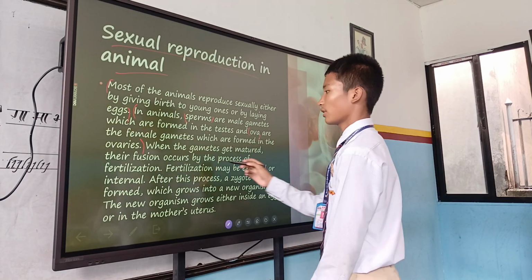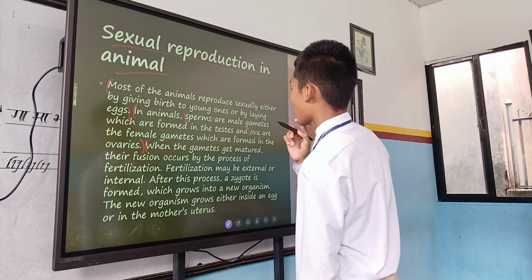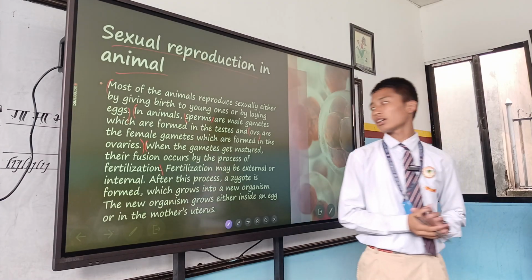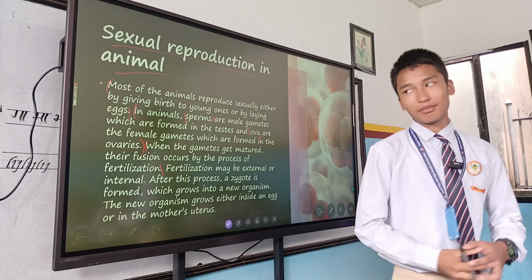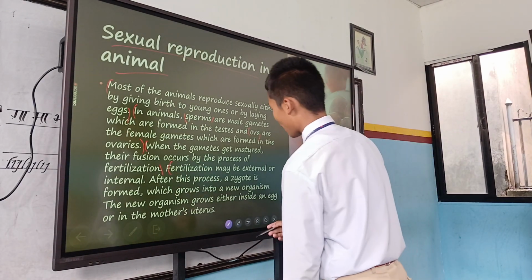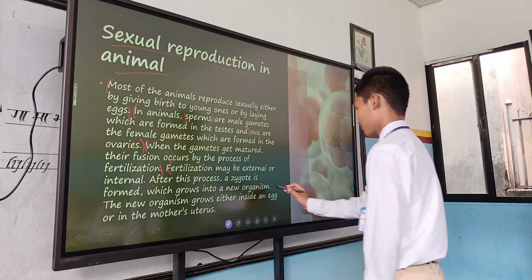Yeah, the ovaries. When the gametes get matured, their fusion occurs by the process of fertilization. When the gametes fuse together, fertilization occurs. Fertilization may be external or internal. After this process, a zygote is formed which grows into a new organism.